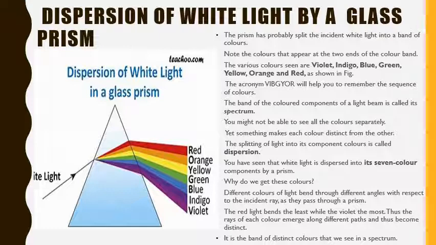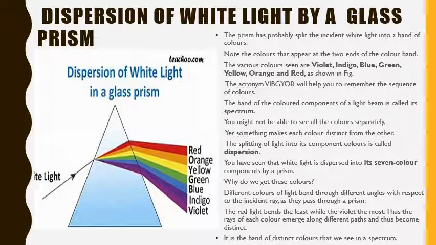The band of colored components of the light beam is called its spectrum. This band of colors is called the spectrum. Okay, you might not be able to see all the colors separately. Red is somewhere else, and they are all together. Okay, yet something makes each color distinct from the other.